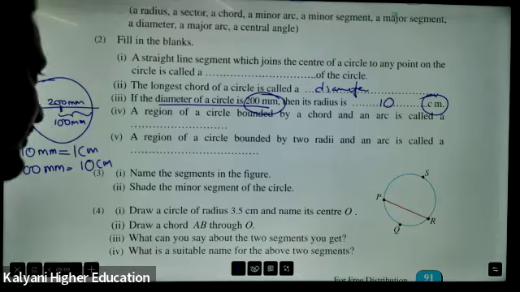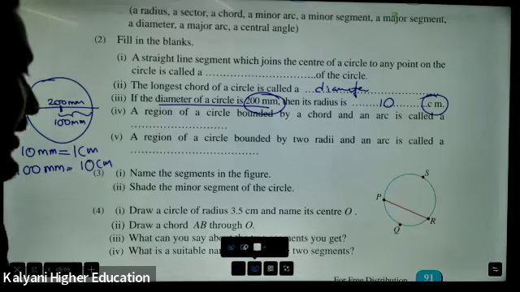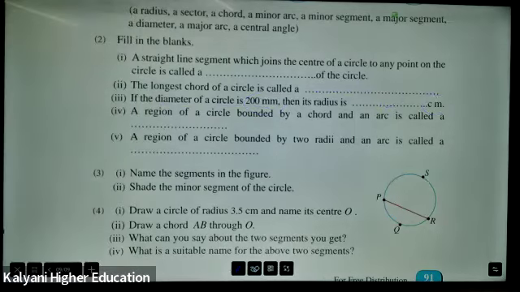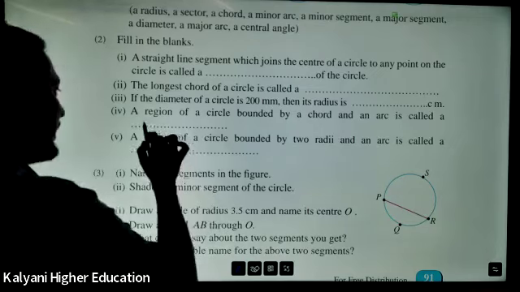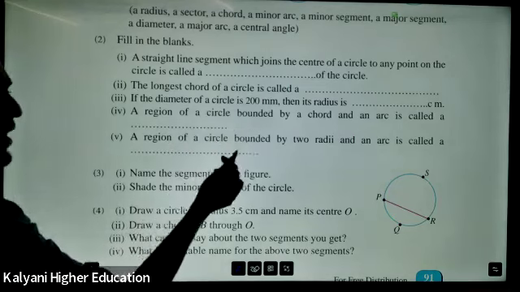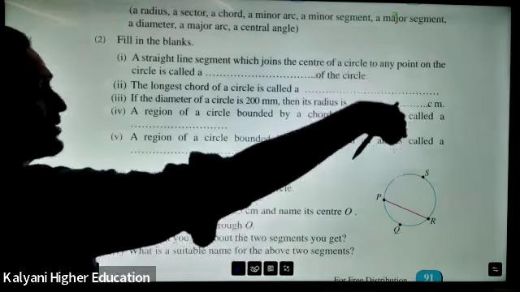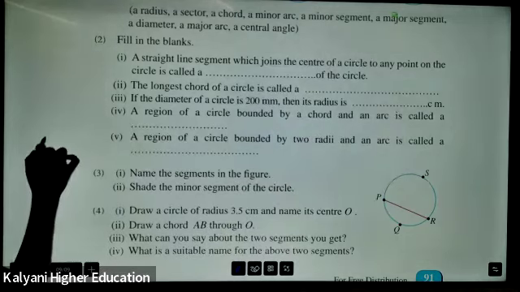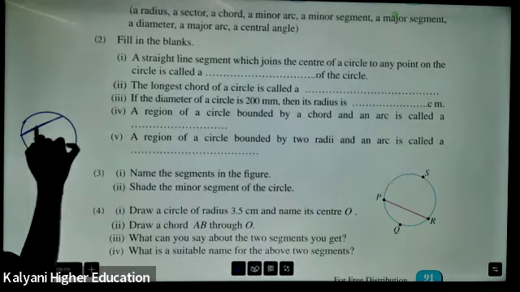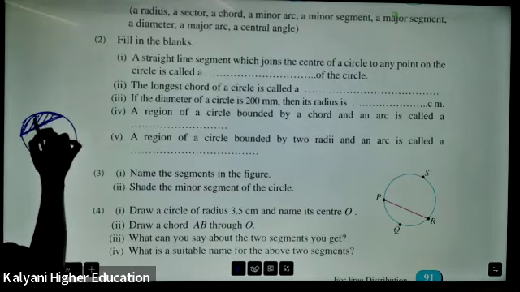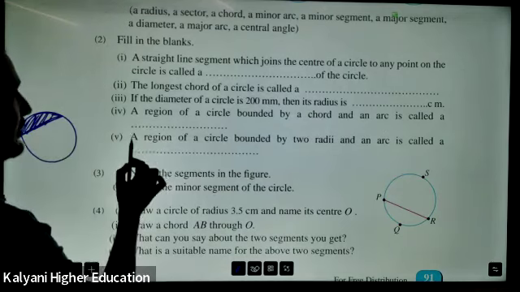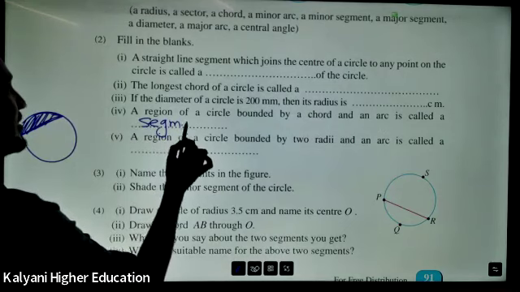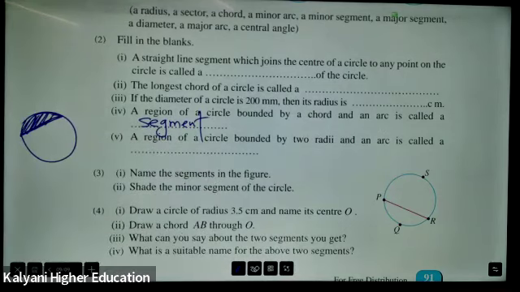Fine. Next, question number 4. Read it. A region of a circle bounded by a chord and arc. You see how I taught you that the same questions are there, right? A region of a circle, part of a circle, bounded by a chord and arc is called a segment. Chord and arc. It's a segment. They didn't ask smaller part, bigger part. You should write only segment. Don't write minor, major. Understood?